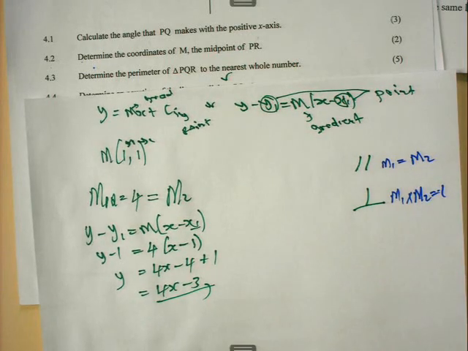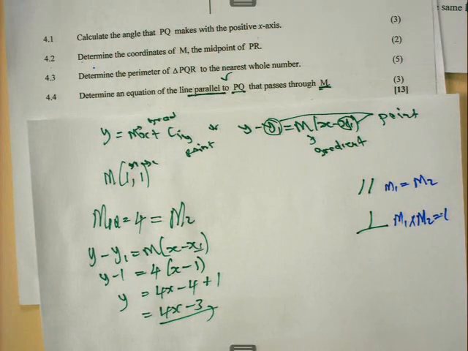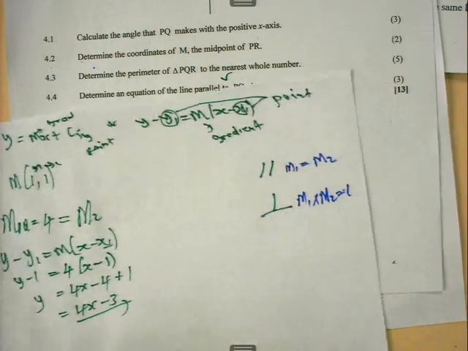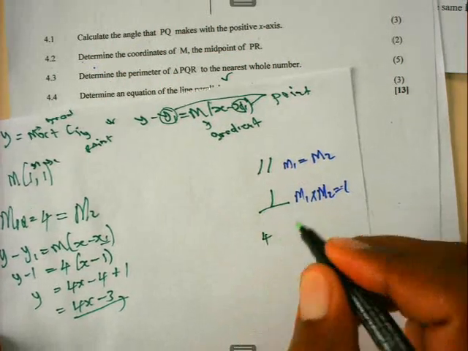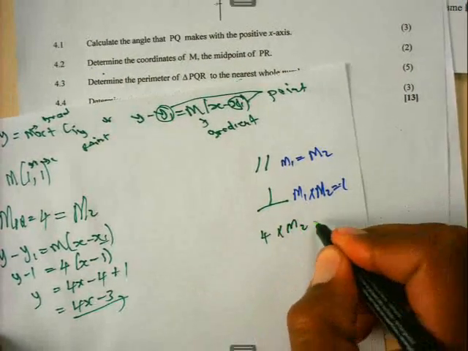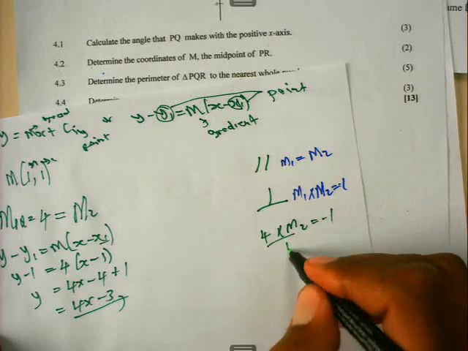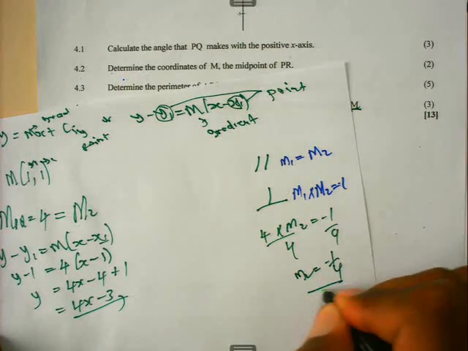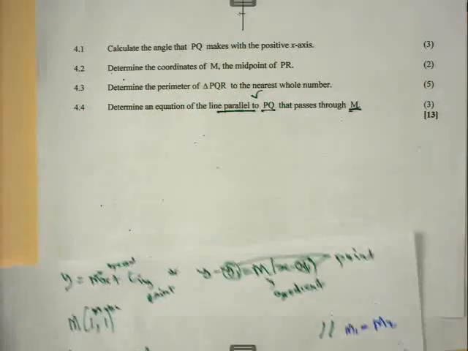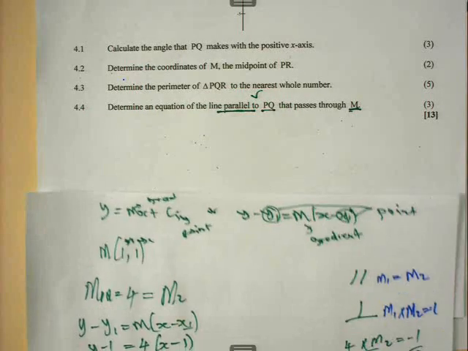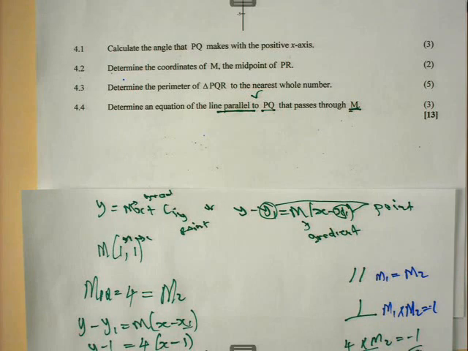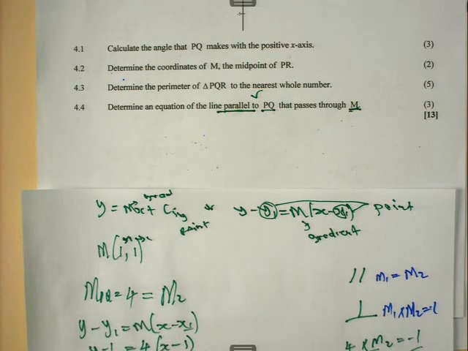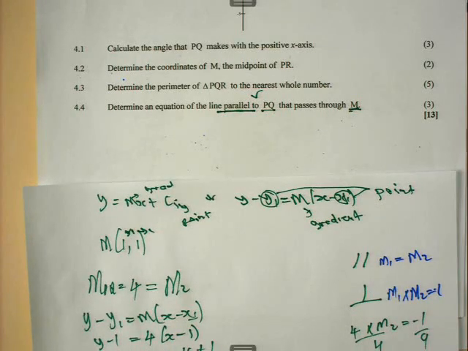Okay, thank you very much. Now, boys and girls, remember, this is very, very important. The same applies if they said it's perpendicular. Then you remember that 4 multiplied by M2 is equal to negative 1. You just divide the negative 1 by 4. Therefore, M2 would be negative 1 over 4. Boys and girls, in this first session I tried to make sure that you really understand how to use your formula and interpret questions correctly.